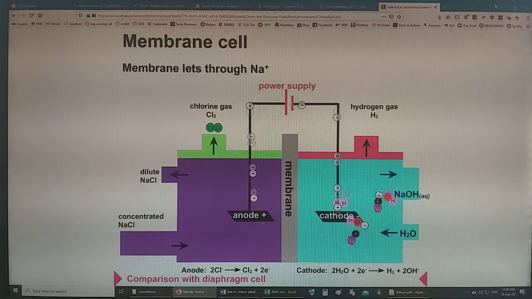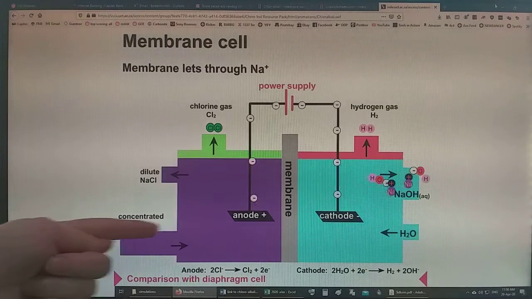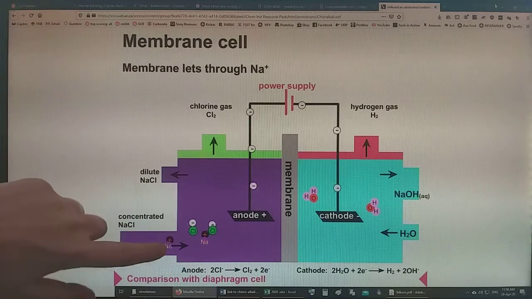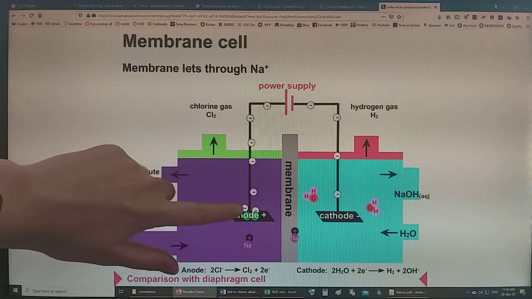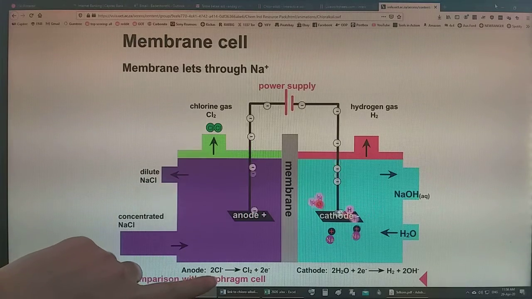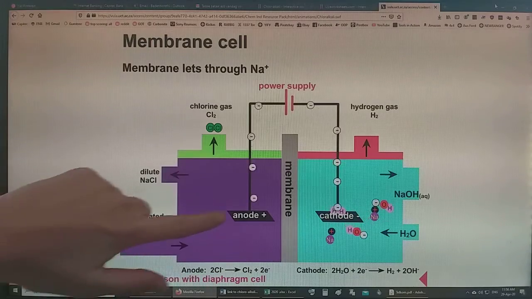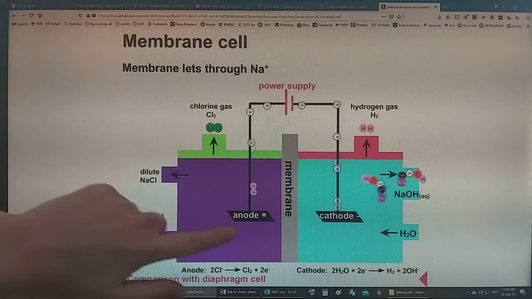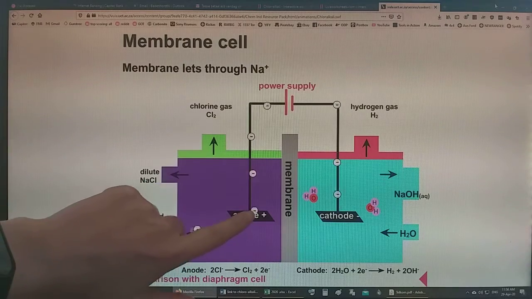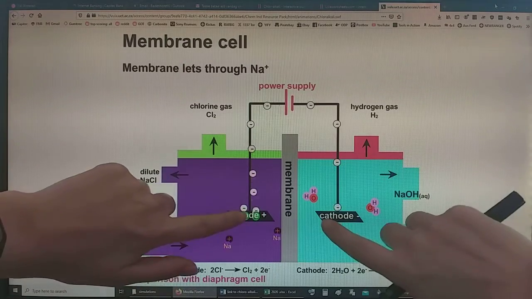Now what happens is you're pumping in concentrated brine, which is salt water, on the one side of the membrane, and that salt water is obviously Na and Cl ions. You'll see at the bottom here is the reaction for Cl. The Cl ions get attracted to this positively charged electrode that they put in here, because this is obviously an electrolytic cell, so it's got a positive electrode and a negative electrode.